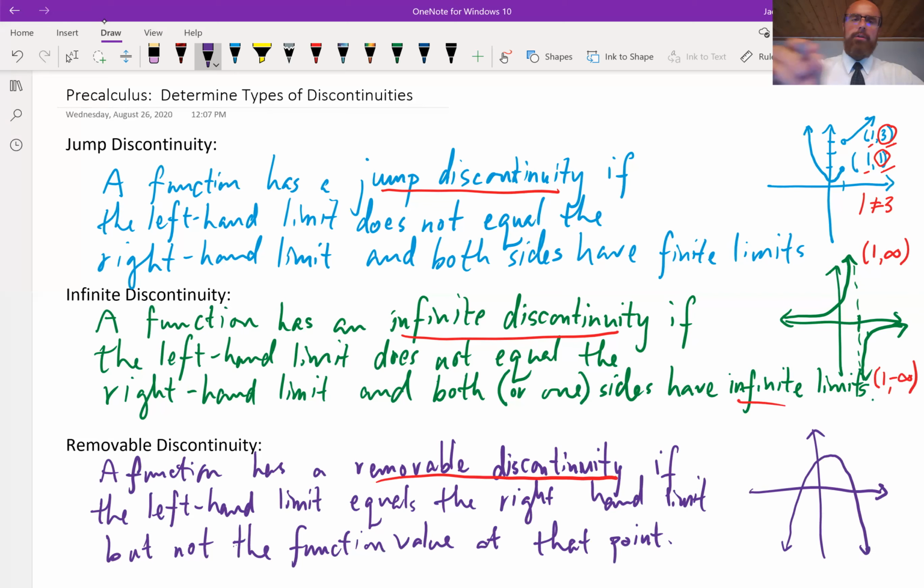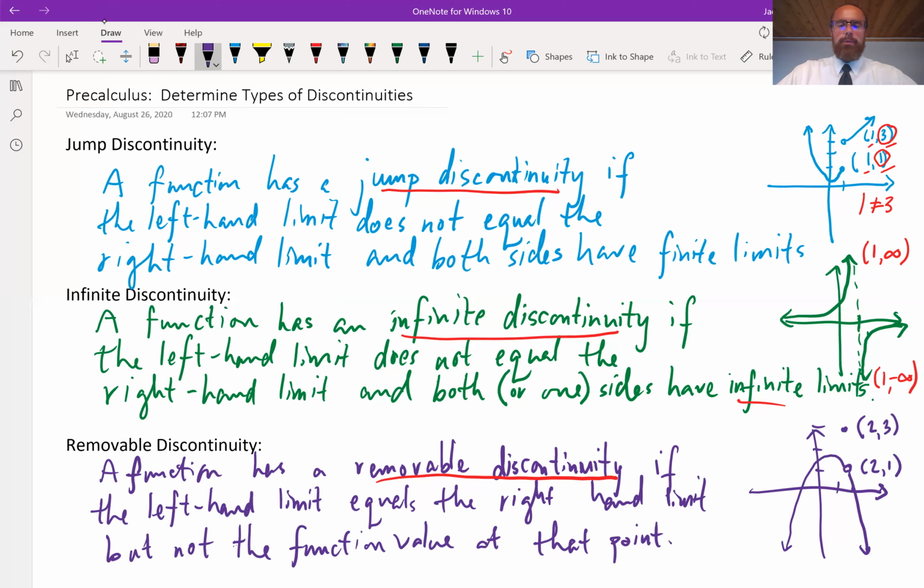And what we want to do with a removable discontinuity is we want to say that there's some gap in the graph. So let's say that here at x equals 2, there's a hole in the graph, and at that point, in terms of the function, is really up there. So we've got a point, let's say it's (2, 3), but the point on the graph itself would be (2, 1).